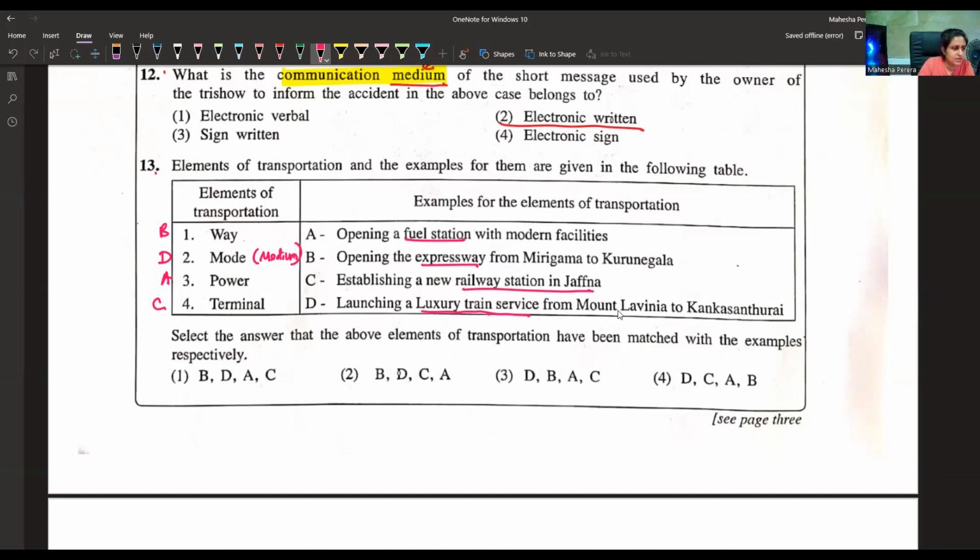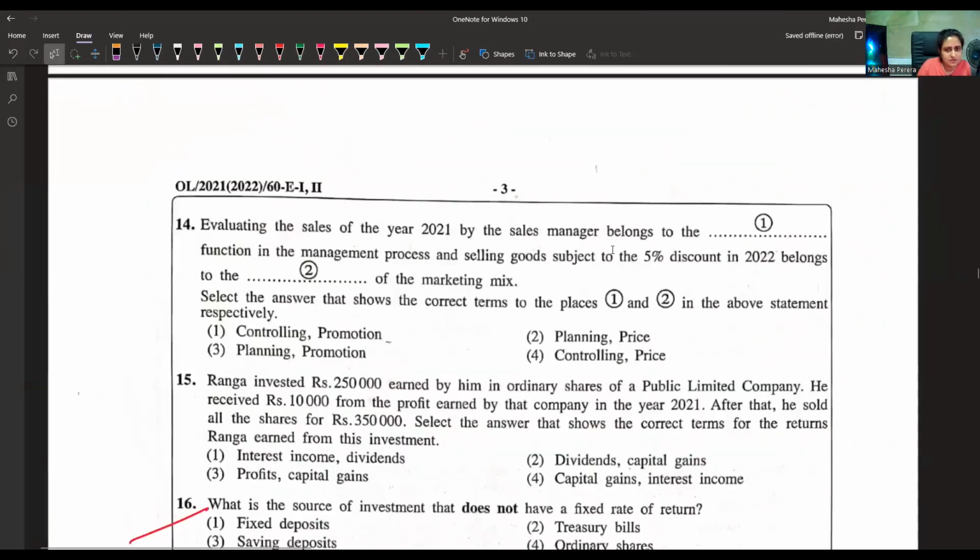So our answer is what? It is A, no? Sorry, 1. Our answer is 1. B, D, A, C. Right. 14th one.